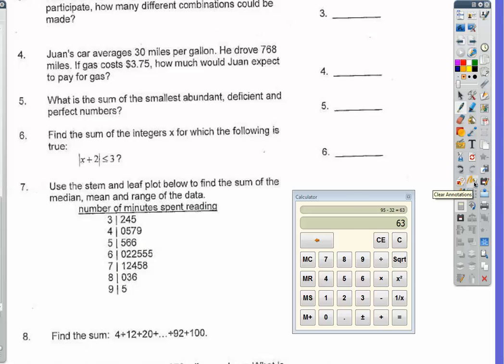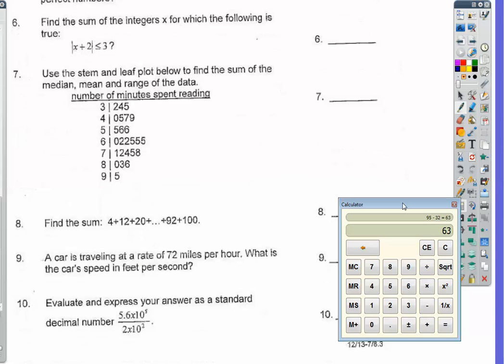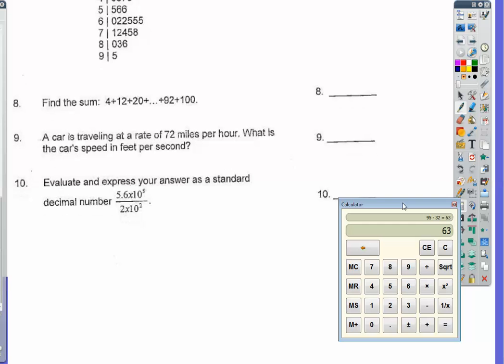All right, find the sum. We love these. We haven't done these in a while. So we need to know the counting number, the range, and the sum of the first and last numbers. So the sum is going to be 104. The range is going to be 100 minus 4, which is 96. And the counting number is obviously going to be 8.